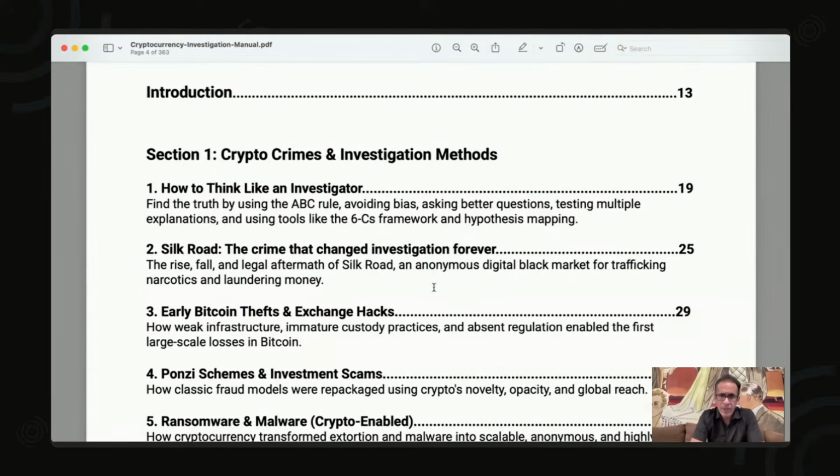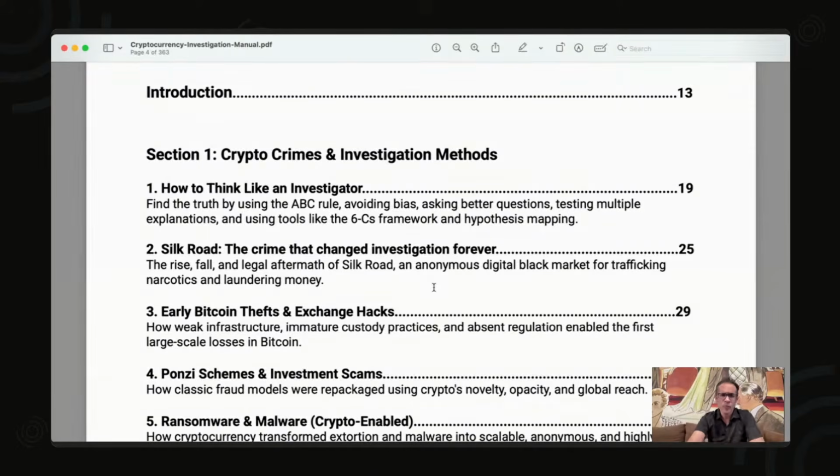I've been investigating cybercrime specifically for over 25 years now, and what I realize is it's not always just about the evidence, it's a lot more about how the investigator thinks. Sometimes things may seem very obvious, but then they turn out to be completely different from what you initially thought. So in this chapter, I talk about using the ABC rule, how to avoid the biases that investigators can have, how to ask better questions, test out multiple explanations, and then use the 6C method to form the right hypothesis and help you solve the case much better.